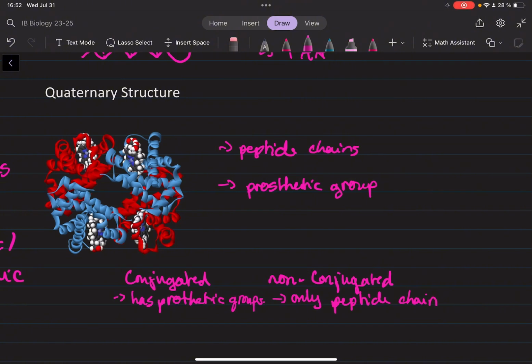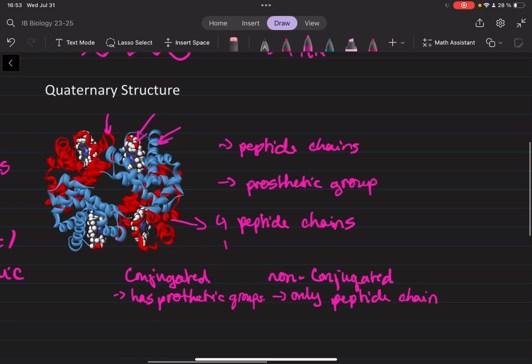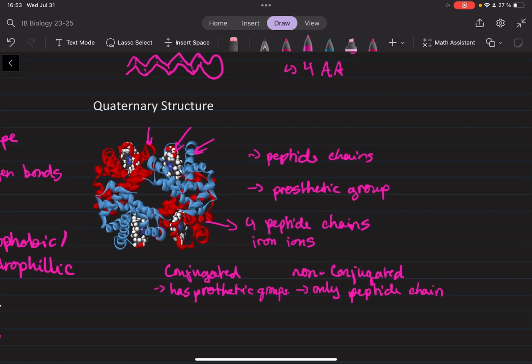So for example, this is hemoglobin, and hemoglobin consists of 4 peptide chains, which are this blue and red, like helixes. And then these things over here are iron ions. And so those iron ions help the hemoglobin to perform its function. So that's the quaternary structure.